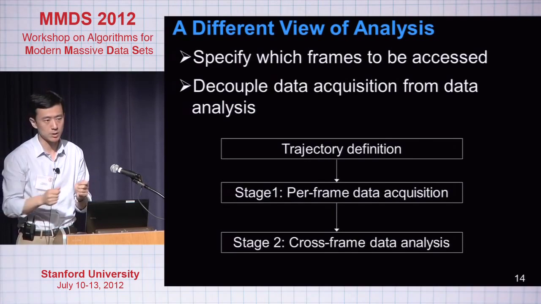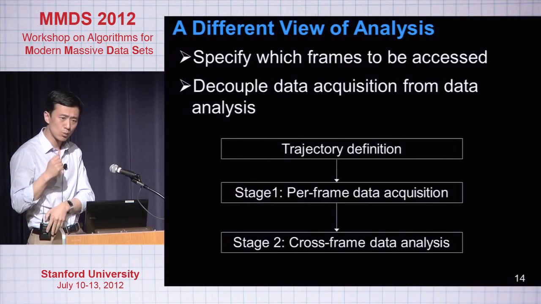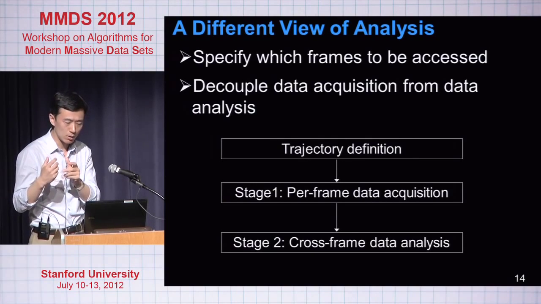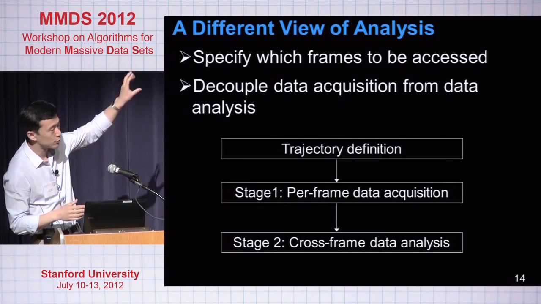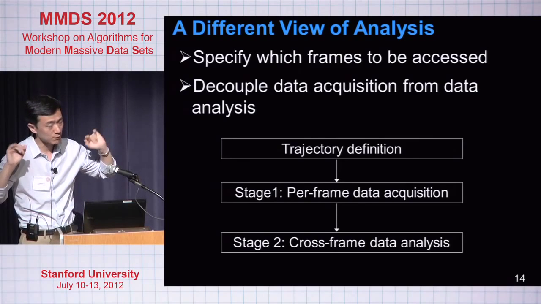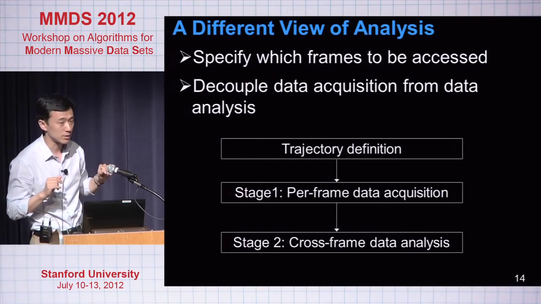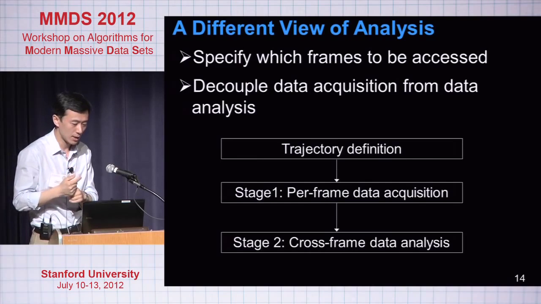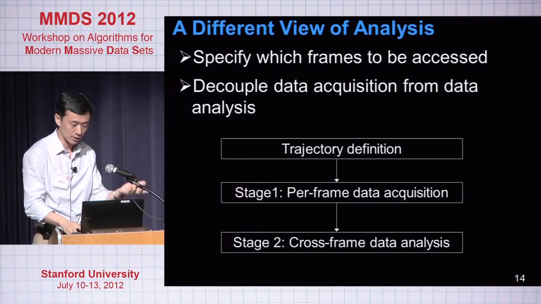Let's say every other frame, every 10 frames, or every single frame. Because of the data dependency between the frames, we are combining data acquisition with data analysis. The best scenario is assuming we can somehow define the trajectory we want to analyze, basically specifying the frames we want to analyze. And then we allow the system to understand how to retrieve the data, basically the positions of the ions for each frame. And then we can perform a cross-frame data analysis to understand what's going on.